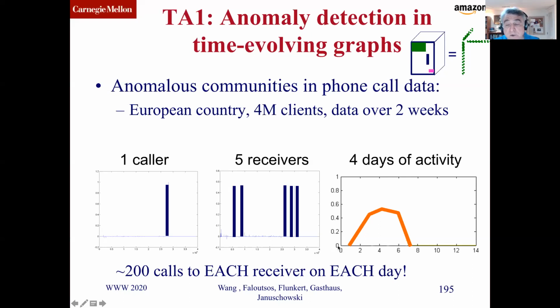And the third vector had 14 time ticks, and it was non-zero on only 4 days of activity. Everything else was silent. So this was very surprising, because we looked into the anonymized data, of course, and this person or institution or this originator of phone calls would call each of the 5 receivers roughly 200 times a day for those 4 days.